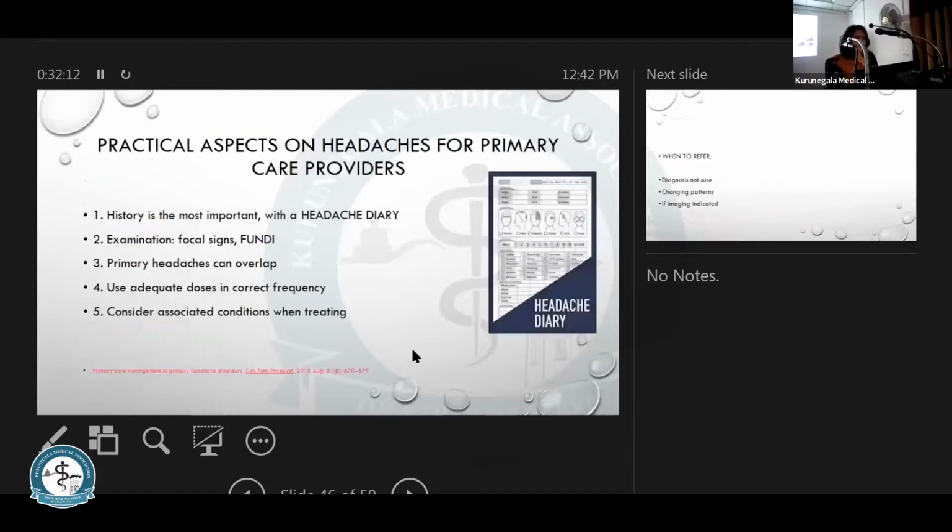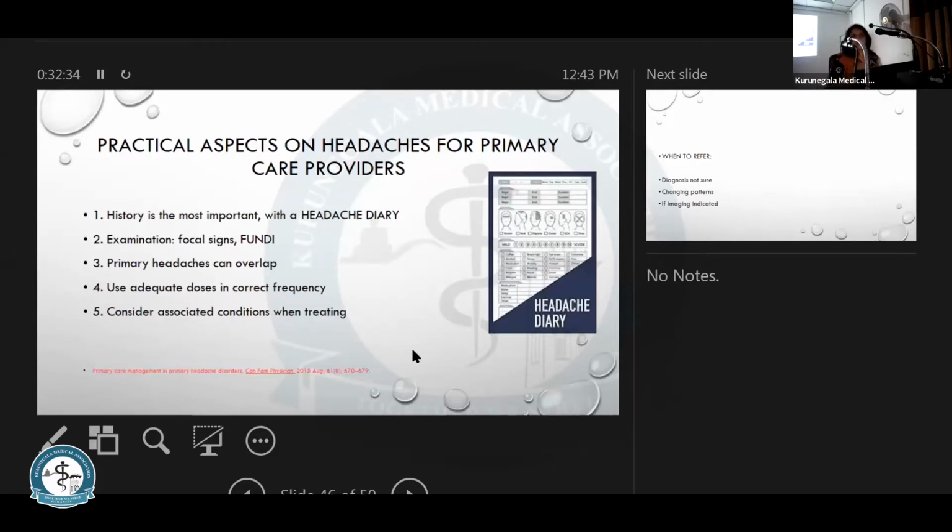And when we consider the practical aspects of managing patients in Sri Lanka, you know, every day you will see at least 3 patients with headaches, various sorts of headache in your life, all of you. So how to diagnose a patient with headache? The mainstay is history.